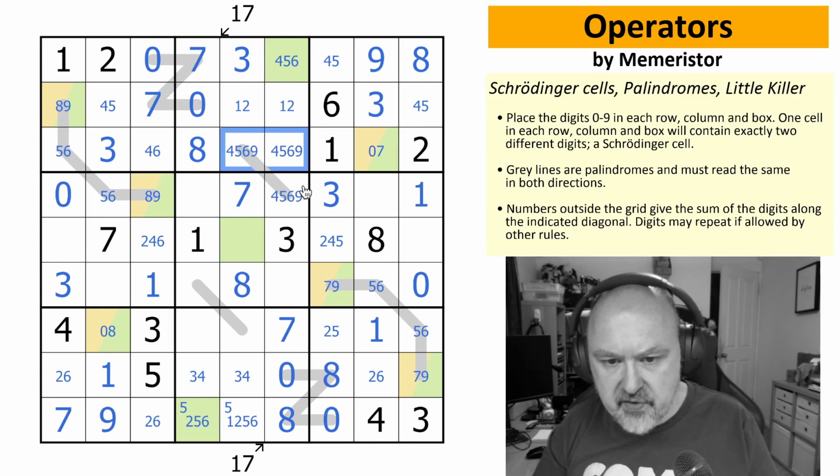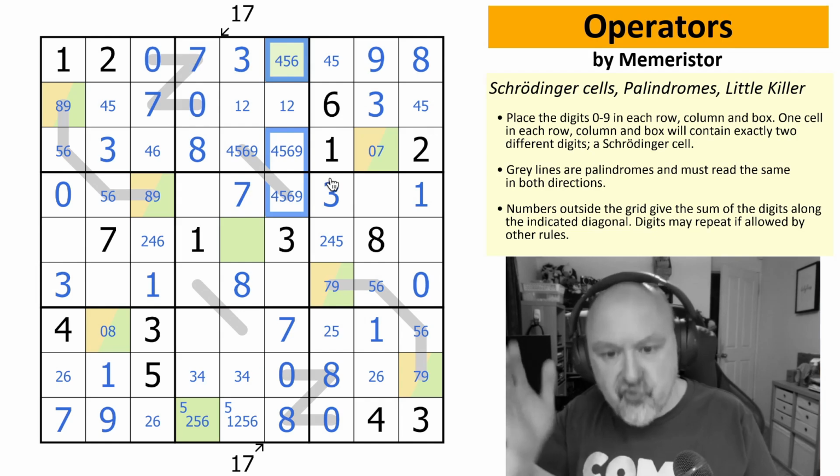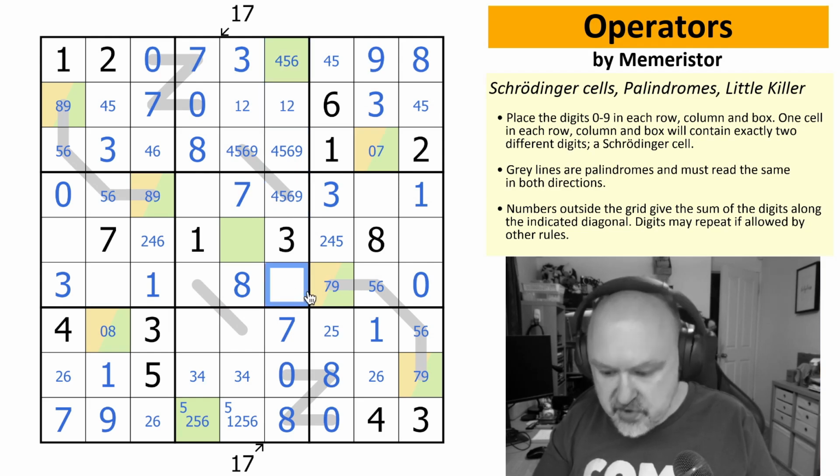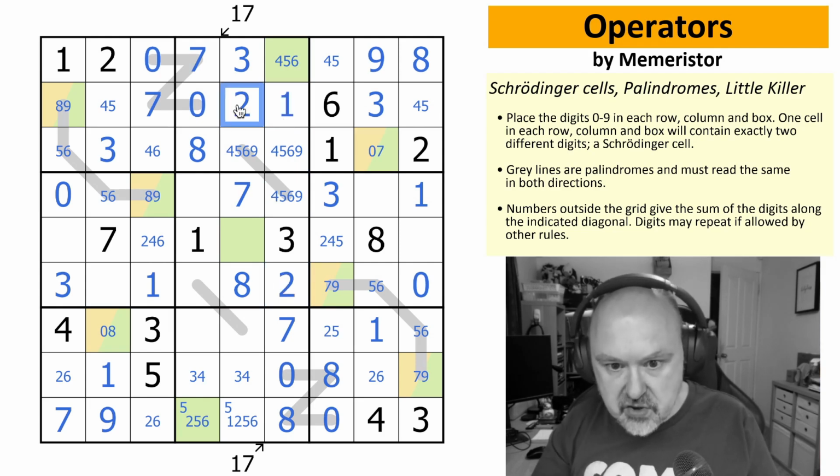Nine is in one of those two. Hang on, 4, 5, 6, 9. That is a 4, 5, 6, 9 triple, because these are effectively 4 cells and I've got 4 numbers in them. So these 2 cells must be a 1, 2 pair. And there's a 1 looking into it. So that's a 2, that's a 1, that's a 2.